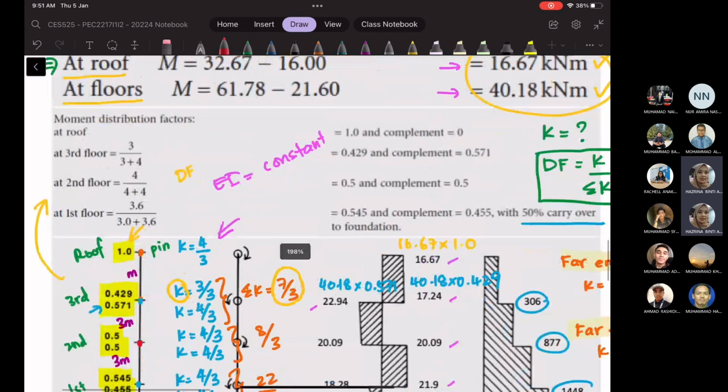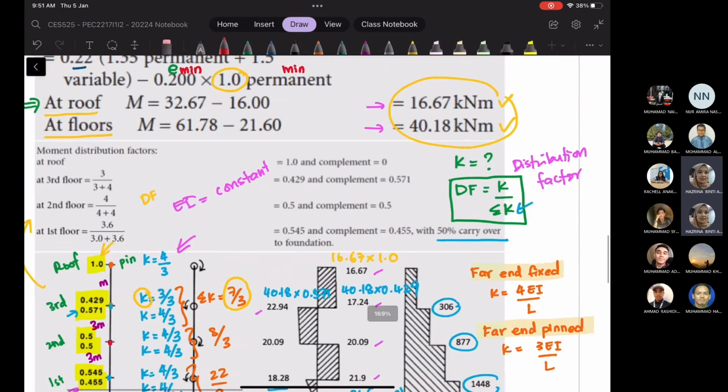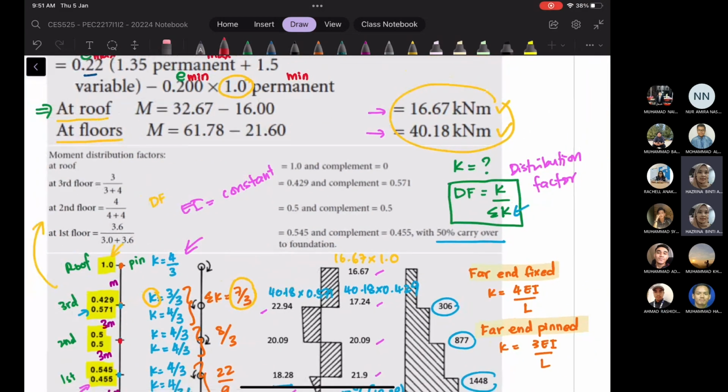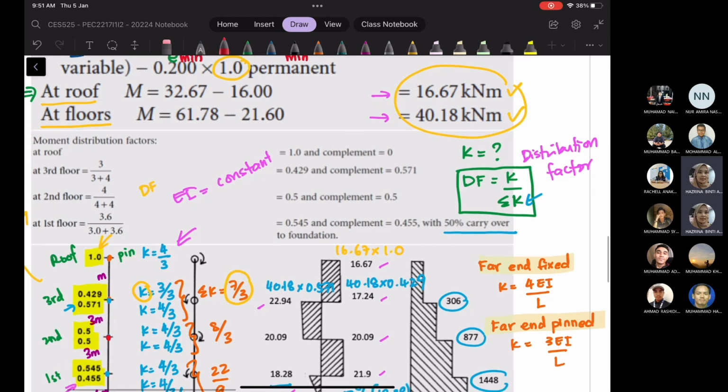Then we are going to calculate the moment distribution factor. For the moment distribution factor, you can go back to your moment distribution method, because we are still using the same thing, where we are calculating based on the distribution factor. You can go back later and look at how the calculation was done. What we are calculating here is the value K, which is the stiffness factor. Then for the distribution factor, we will divide.